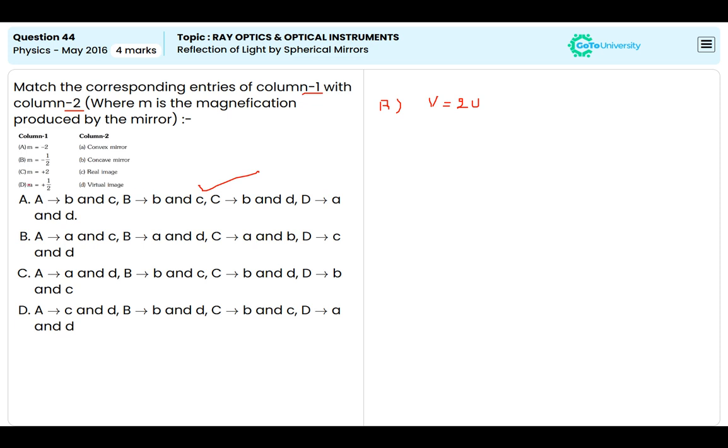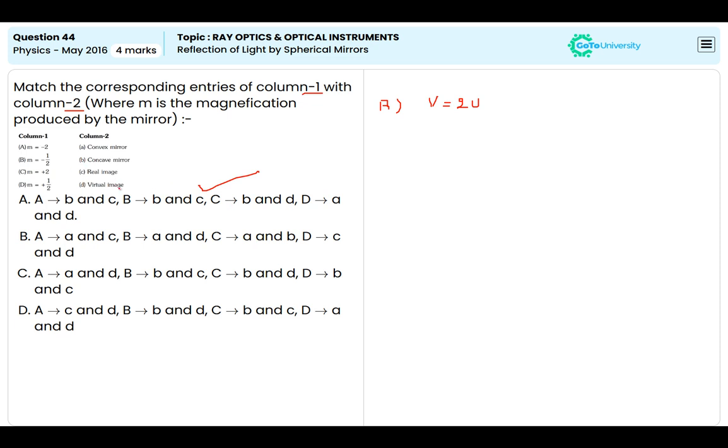Again, this is correct. And when the magnification value is +2, then V is equal to -2U. Even though V and U have opposite signs, the magnification being 2 indicates a concave mirror, but it is a virtual image. It is not a real image. So C implies B and D.